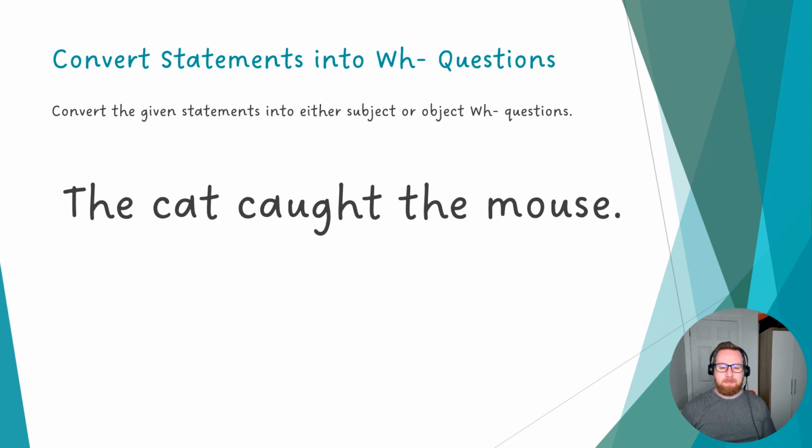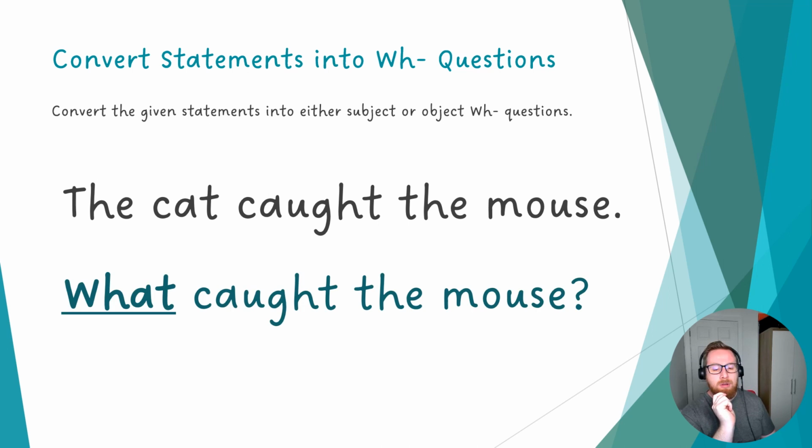Let's try another one. The cat caught the mouse. We could use who, or what. We could say who caught the mouse, the cat, or what caught the mouse, the cat. We don't use the auxiliary verb, it's about the subject. We're talking about the cat. So, what caught the mouse? The answer, the cat.